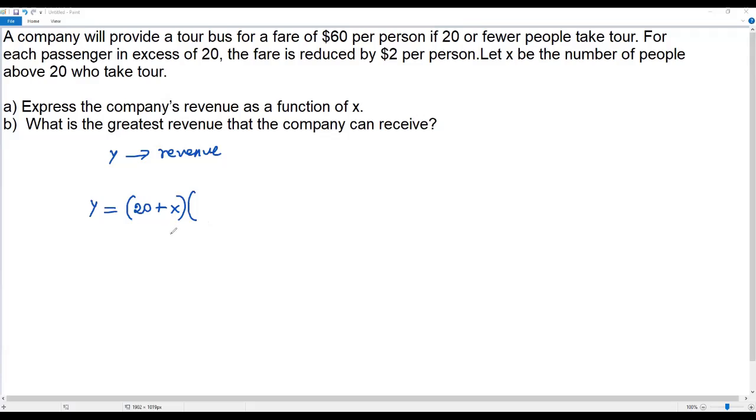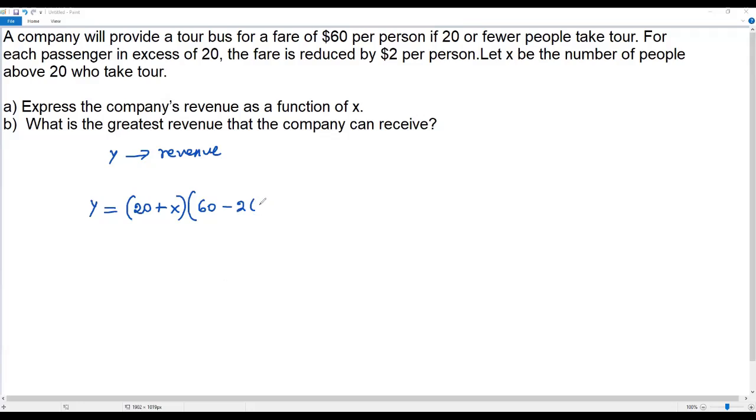So it has to be multiplied by the fare per person. The actual fare is $60 if the total number of people is 20 or fewer. But according to the information, we have more than 20 people. I mean, there are X number of people above 20. So for each person above 20, the actual fare will be reduced by $2. That is 2 times 1. Here 1 represents the number of persons above 20.